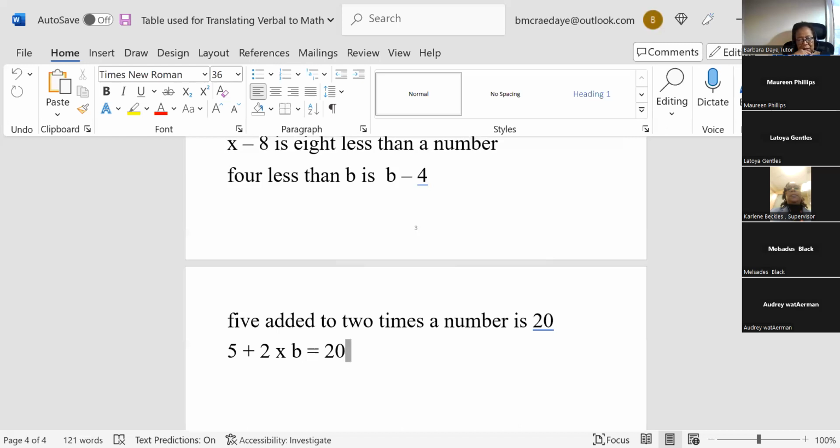A 5 plus a number. 5 added to 2 times a number. Is it correct, Audrey? I say it's not correct. Why is it incorrect? Latoya, because you said 5 plus a number added to 2 times a number.